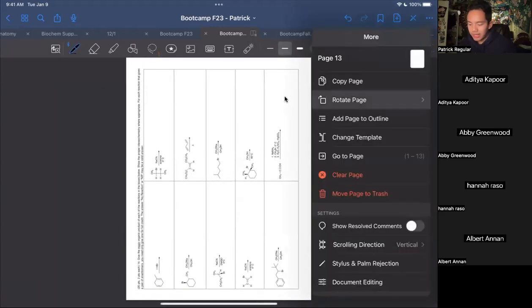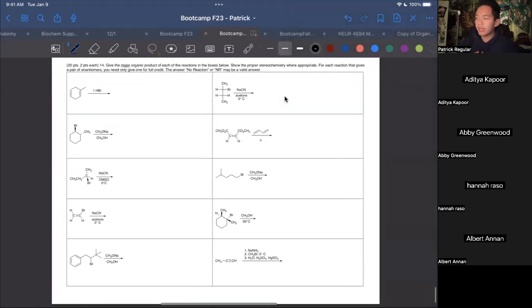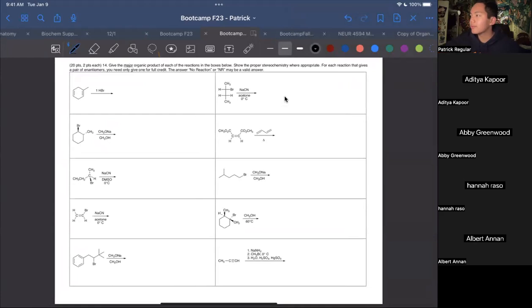Oh, shoot. We got one last page. Look at that. Okay. Well, let's take a look. Give me 1 second.